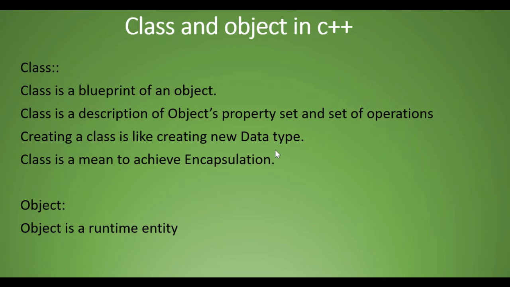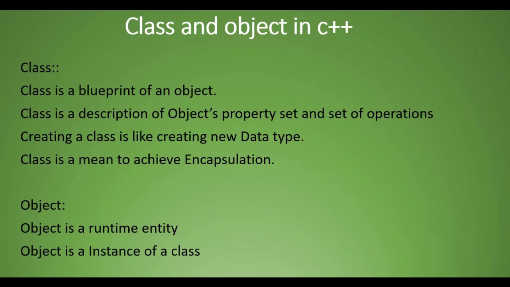Now we come to an object. What is an object? An object is a runtime entity. It means it will only be available when your program is run, and it will occupy memory in your system. And once it occupies memory in your system, it will only contain that amount of memory that is declared in the class. An object is also referred to as an instance of a class.